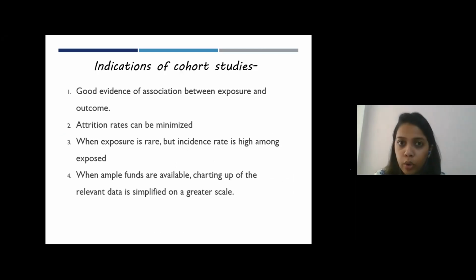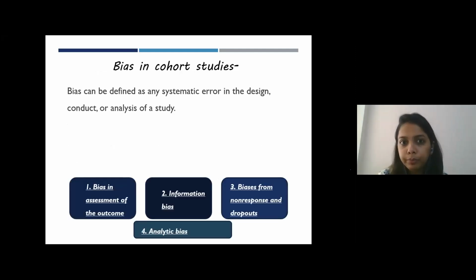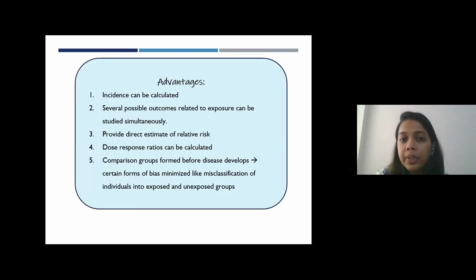You can do a cohort study when you have good evidence of association, when your attrition or dropout rates can be minimized, when the exposure is rare but the incidence rate is high, and when you have a lot of funds coming in. There are certain biases, which are errors. You can have bias in assessing the outcome, information bias. People may not respond or they may drop out because you're following them over a period of time. And there can be analytical biases. But the advantages are that you can calculate the incidence. There are several possible outcomes related to the exposure. You can provide a direct estimate of relative risk, and your dose response ratios can also be calculated.